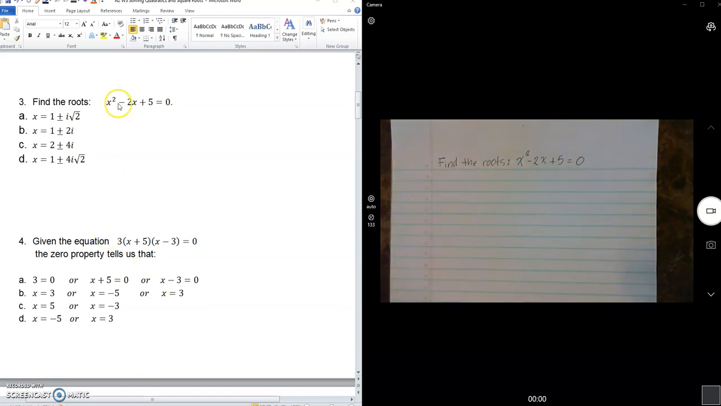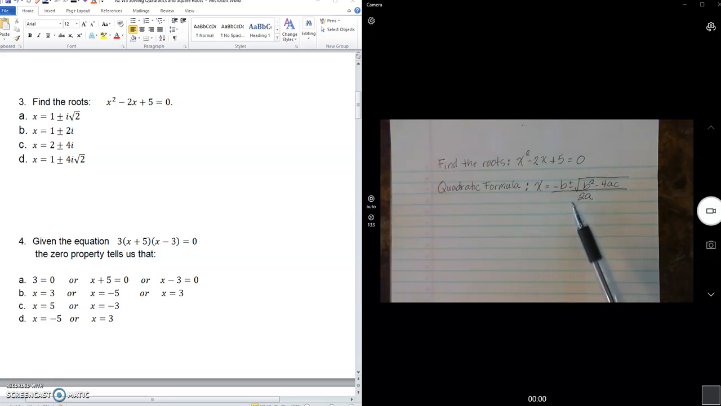So let us look at example number 3. Find the roots of this quadratic equation. You are given some answer choices, and notice that your answer choices have i's. When that happens, you will have to do it by hand. The formula that I'm going to recommend in order to do this is the quadratic formula. Let's go over the quadratic formula once again. So the quadratic formula is negative b plus or minus the square root of b squared minus 4ac all over 2a. Please remember that the standard form of quadratic function is y equals ax squared plus bx plus c.